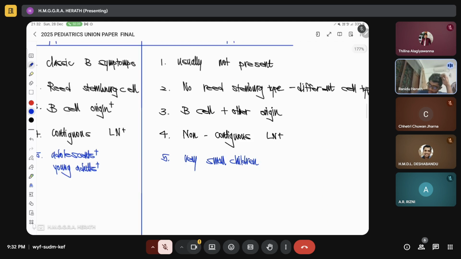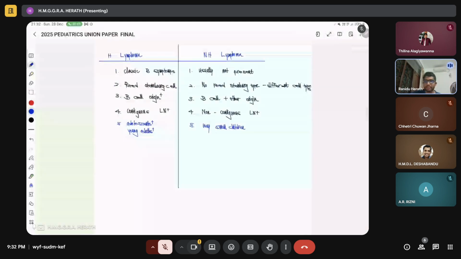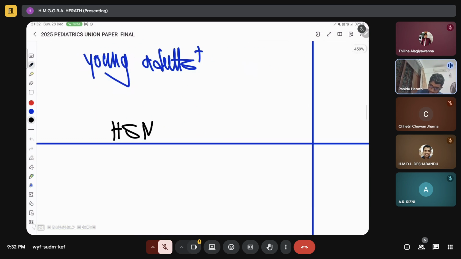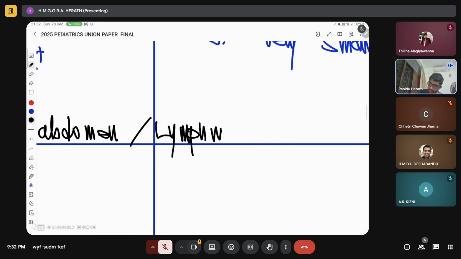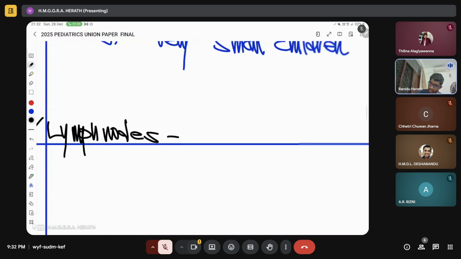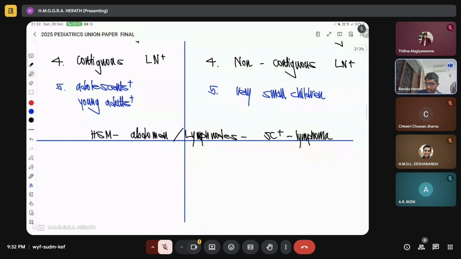So good, these are the differences we identified. They will ask these differences in the pediatric long case and also in the short case. Sometimes in the hepatosplenomegaly abdomen short case, if you identify lymph nodes, they will ask what is the DD, and if you say lymphoma, what sort of lymphoma do you think is seen in this child commonly? So depending on the child's age, you have to identify whether it is likely Hodgkin's or non-Hodgkin's.